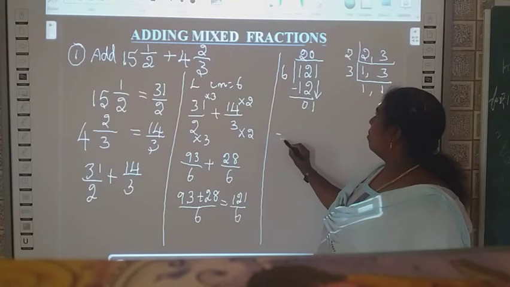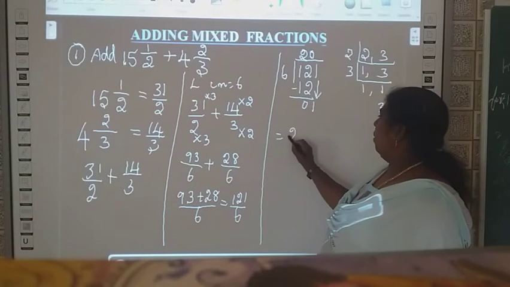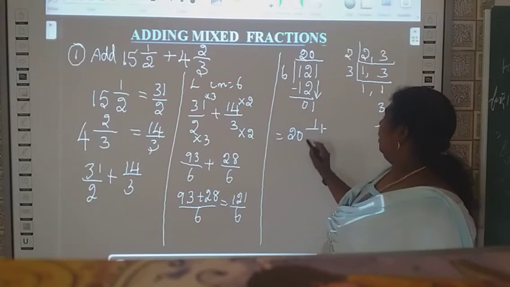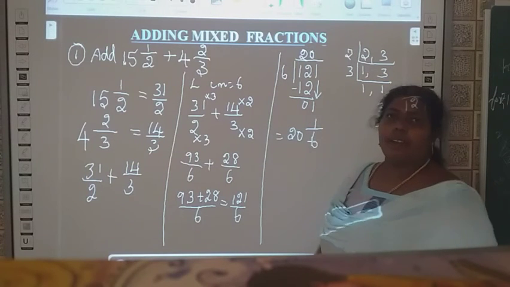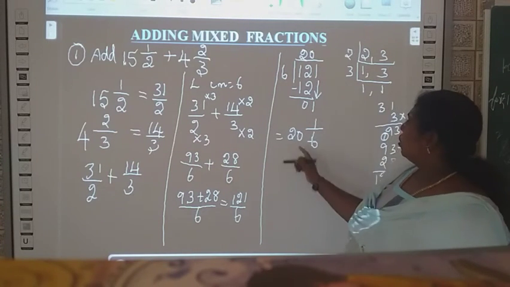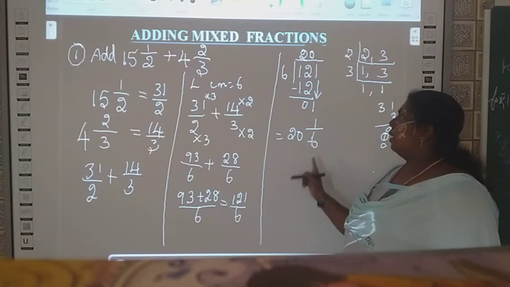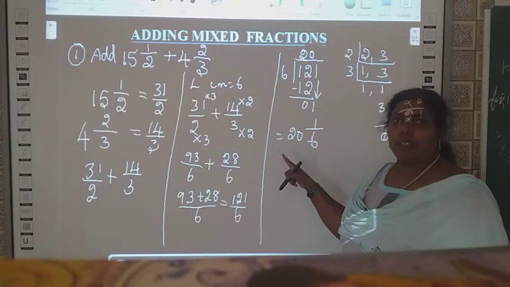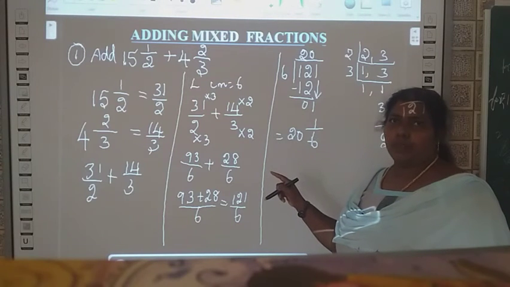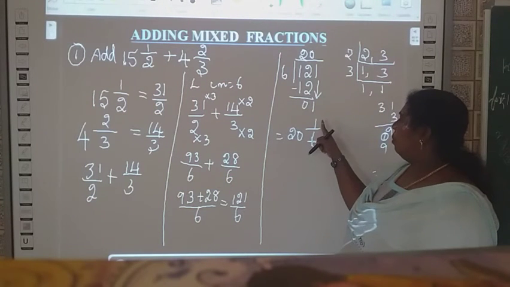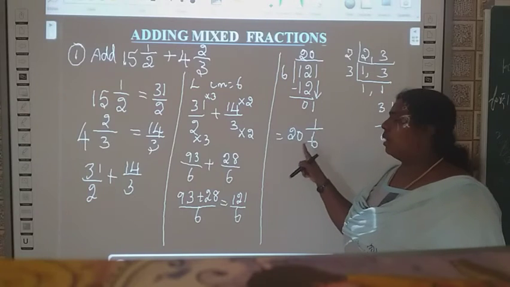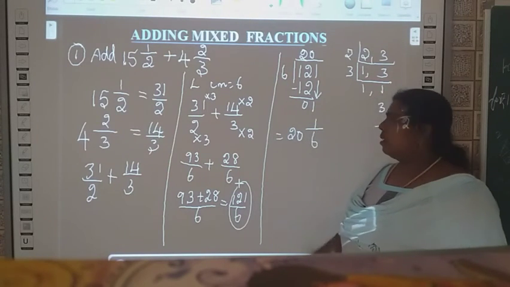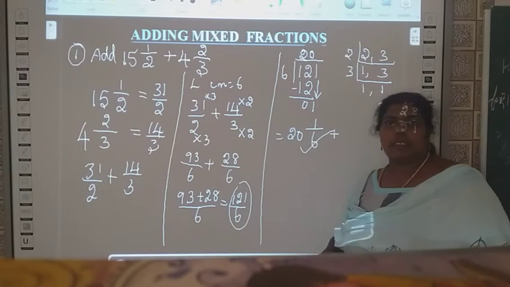Now we can write the mixed number. How can we write the mixed number? 20, then the remainder is 1. Denominator is 6. Okay, 20 and 1 by 6. Now you can check the answer. 6 times 2 is 12. That means 6 times 20 is 120, right? 120 plus 1, 121 divided by 6. So we are getting this fraction, right? Now this is the mixed number.